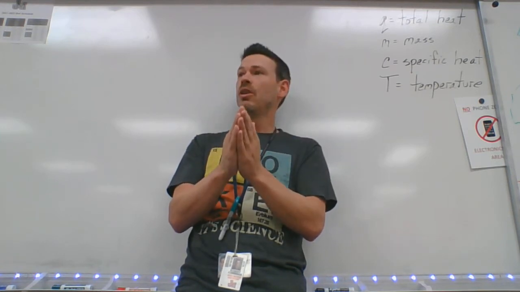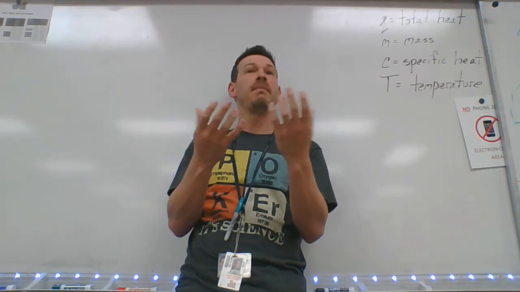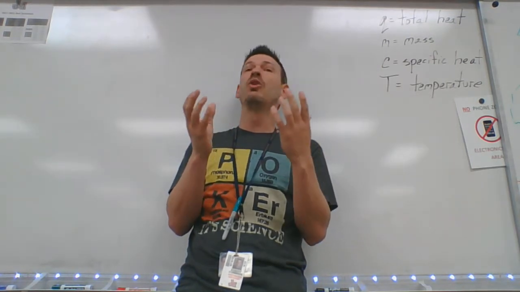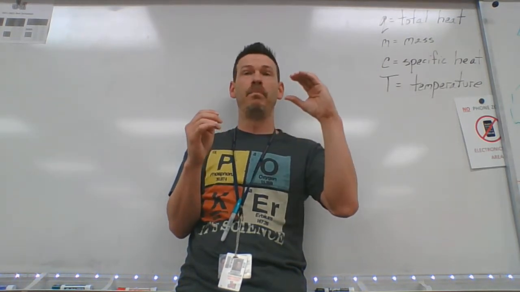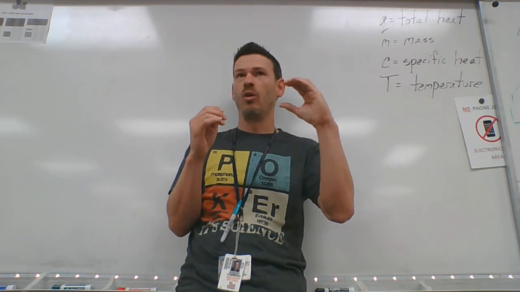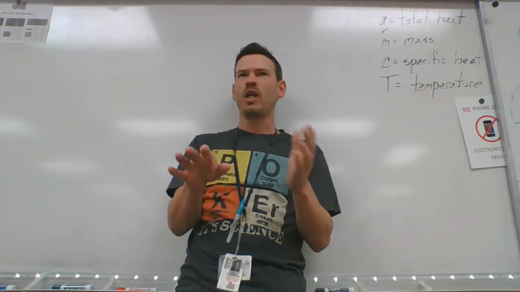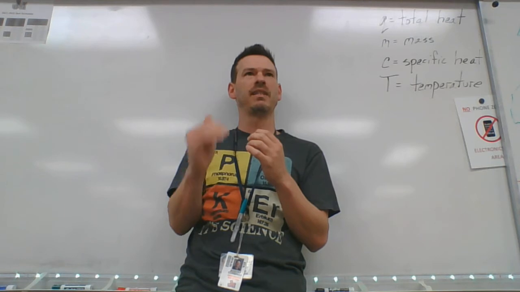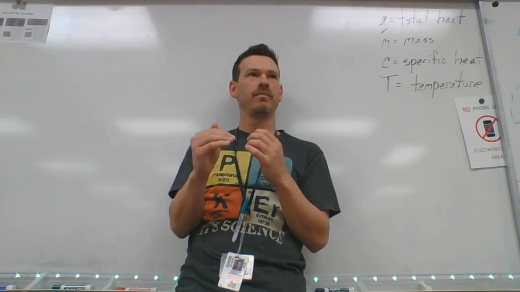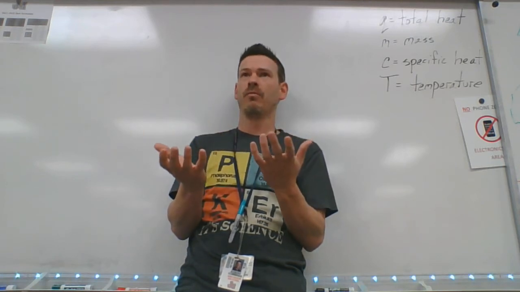Now, these are constant values per substance, meaning right now, you could go and retrieve a book, a journal that has every element, every compound, its specific heat. It's a number for each one.